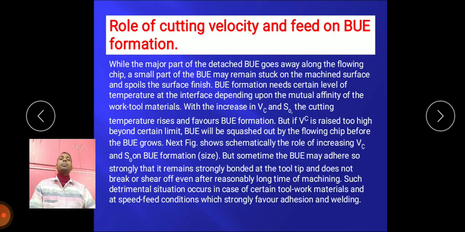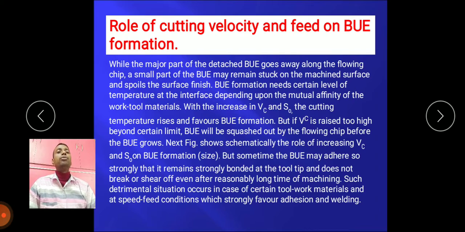So, the role of cutting velocity and feed on BUE formation. While the major part of the detached BUE goes away along with the flowing chip, a small part of the BUE may remain stuck on the machined surface and spoil the surface finish. BUE formation needs a certain level of temperature at the interface depending upon the mutual affinity of the work and tool material. With the increase in VC and S0, the cutting temperature rises and favors BUE formation.